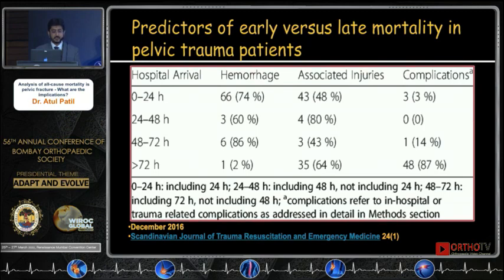Coming to the end, predictors of early versus late mortality. This is an important slide to know, because in pelvic fracture, early mortality is because of hemorrhage, 74%. It decreases as you go late, to 1%. Associated injuries can kill the patient in 24 to 72 hours. But in the delayed phase, associated injuries and complications of pelvic fractures will kill the patients.